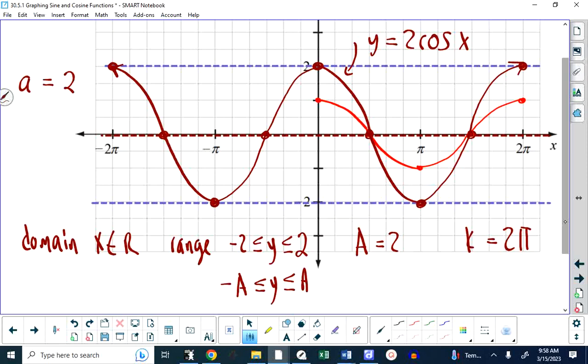I also want you to note that the amplitude is the absolute value of A, little a. And you might say, why do we need the absolute value? Would you agree that if this were, and it isn't, negative 2 cos x, it would be flipped over vertically? Would the amplitude still be 2? Sure. So that's why I'm putting the absolute value there. All right, let's move on.